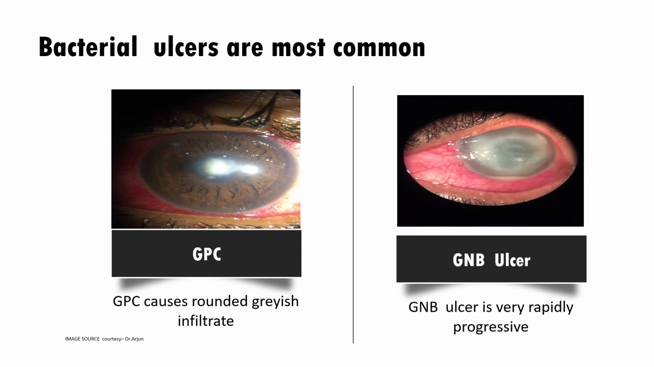In cases of GPC, you look at a roundish, grayish infiltrate which is very well circumscribed. Usually, these patients also have chronic dacryocystitis when you do syringing. In case of a GNB ulcer, it is very rapidly progressive. Mostly the pseudomonas, especially the multi-drug resistant pseudomonas, you see that there is perforation within 1 or 2 days only, and you have to treat them as an emergency.